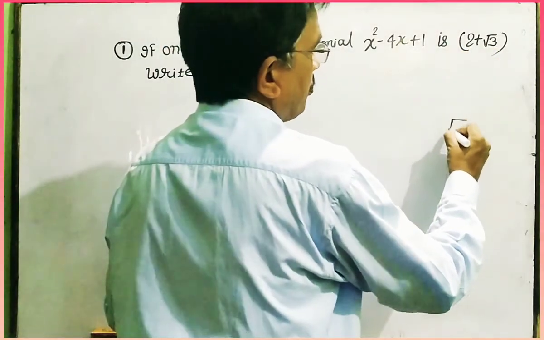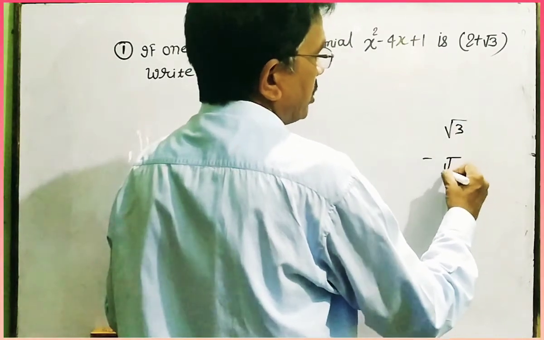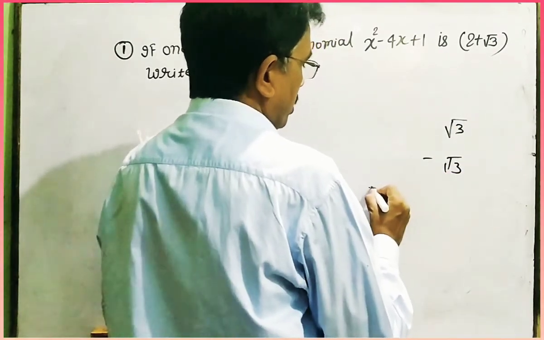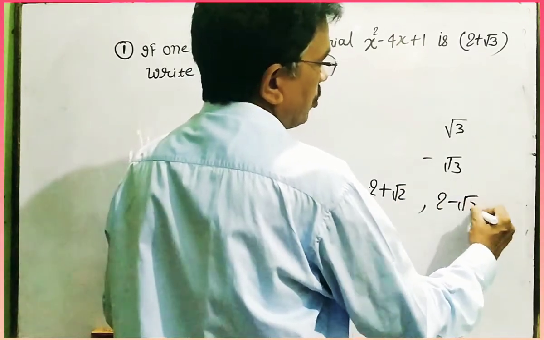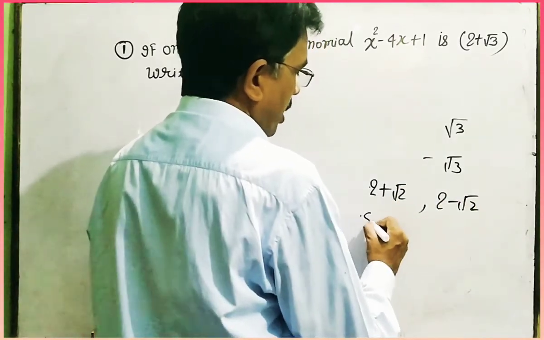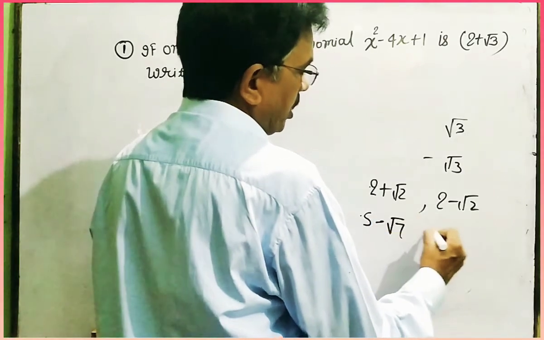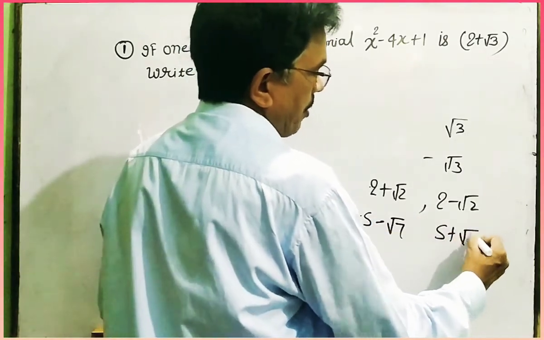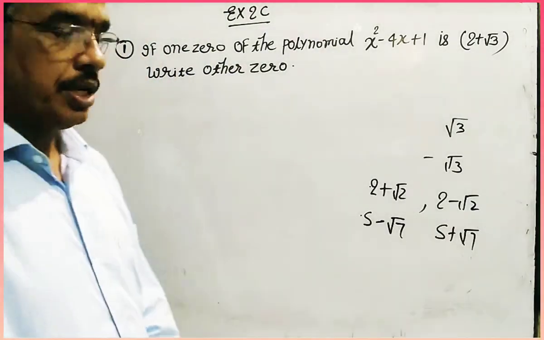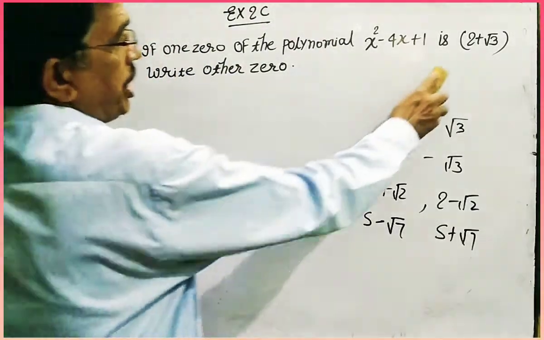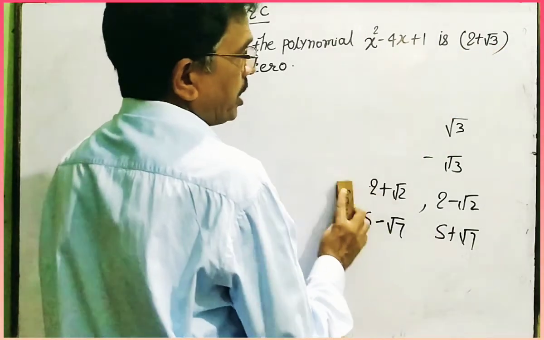If one is plus root 3, then the other is minus root 3. If one is 2 plus root 2, then the other is 2 minus root 2. If one is 5 minus root 7, then the other is 5 plus root 7. It is clear because they are in the form of conjugates. So if one zero is 2 plus root 3, then the other is 2 minus root 3.